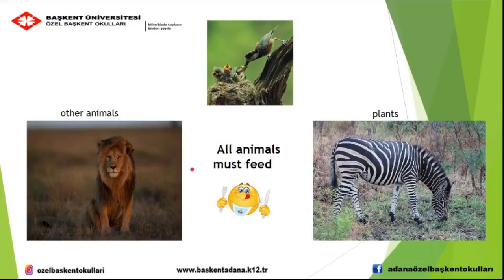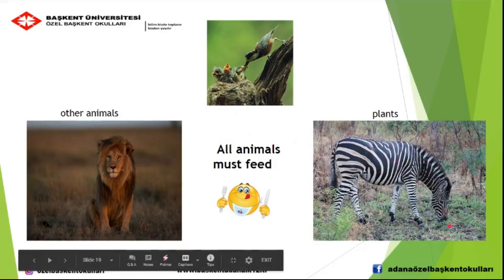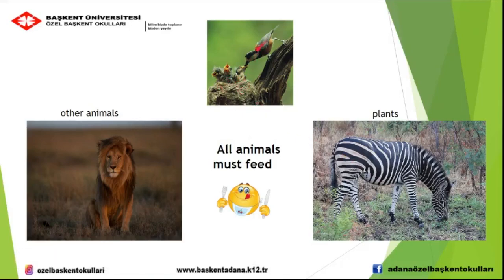All these animals and plants must feed to stay alive. Some animals, like the lion, will eat other animals. Some others, like the zebra, will eat plants. If the animals are too young, their parents will feed them. They will give them food and water.